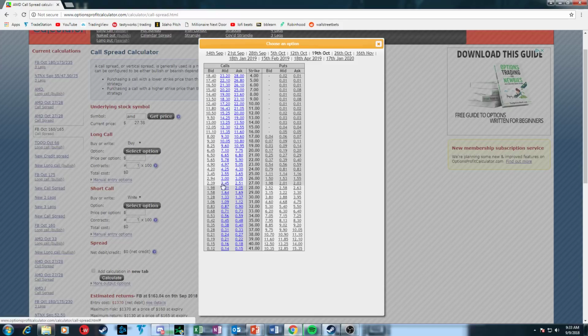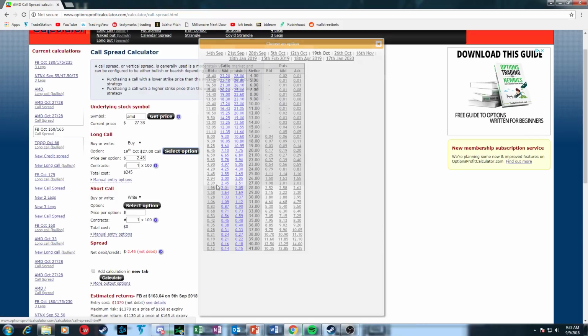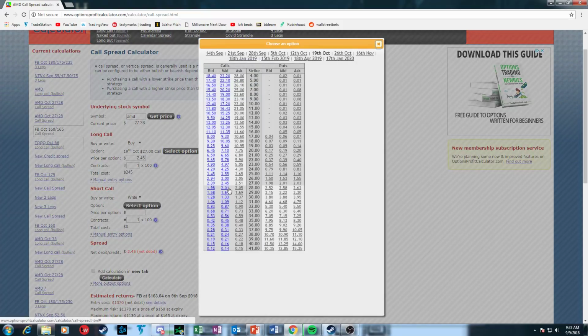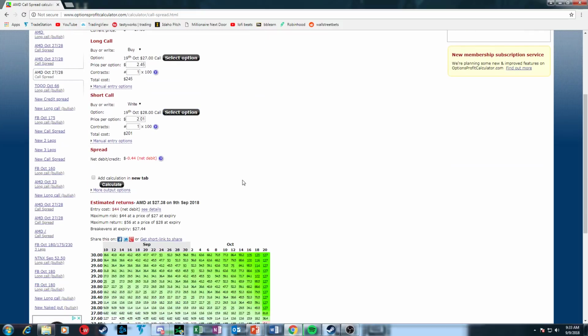And typically you're going to be doing it a little bit at the money or in the money, like I said. So let's go ahead and buy the 27 strike call. That's a little bit in the money. And then we're going to sell the 28 strike call. That's a little bit out of the money. We'll take a look here.